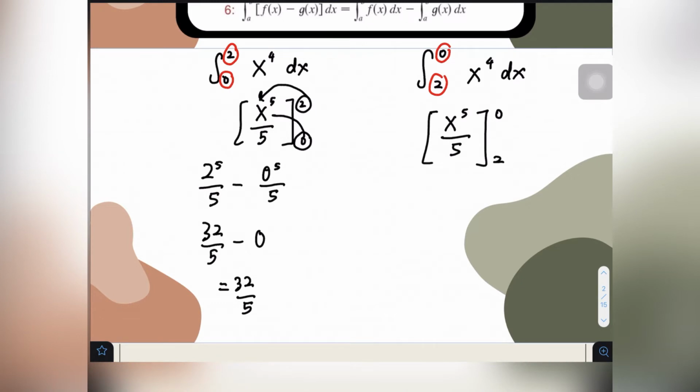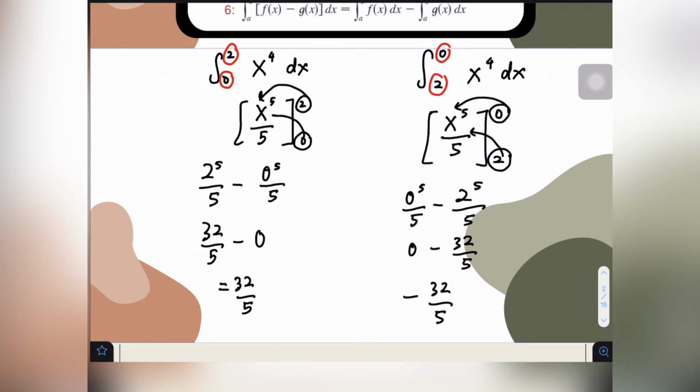So the first one you need to substitute is the upper limit. So you have 0 to the power of 5 over 5 minus, substitute 2 inside here. So you have 2 to the power of 5 over 5. So here you have 0 minus 32 over 5. So 0 minus 32 over 5 is negative 32 over 5. So you see, the answer is the same. The sign is different. If you have this one positive, this one is negative.